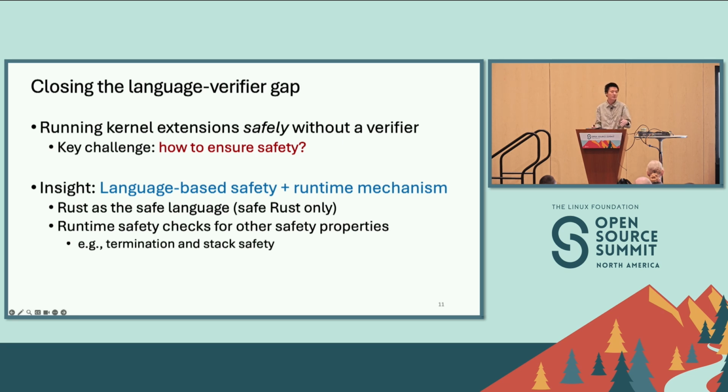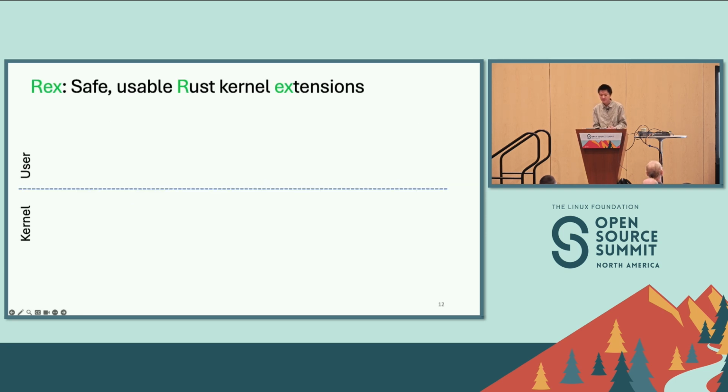As an example, we can use Rust as our safe language, where we require the extension code to be written in safe Rust only. And then for the properties that are hard to capture by the compiler, such as program termination and stack usage, we can implement the checks at runtime. And here we present Rex, which is safe, usable Rust kernel extensions.